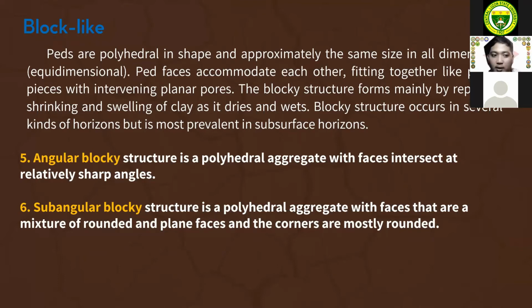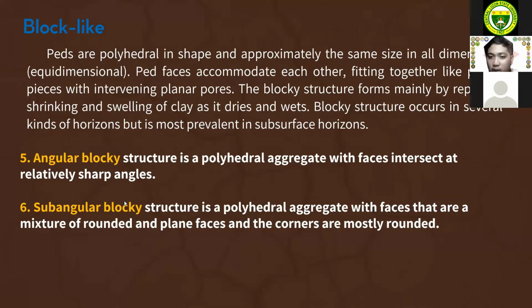So blocklike structure is divided into two. We have the angular blocky. Structure is a polyhedral aggregate with faces that intersect at relatively sharp angles. So yung edges na is sharp compared to that subangular blocky, which is yung corners ng subangular blocky is commonly rounded. So subangular blocky structure is a polyhedral aggregate with faces that are a mixture of rounded and plain faces, and the corners are mostly rounded. So as you can see here, these are the angular blocky. So yung edge na kung makikita nyo, they are sharp compared to the subangular blocky, which is more rounded.